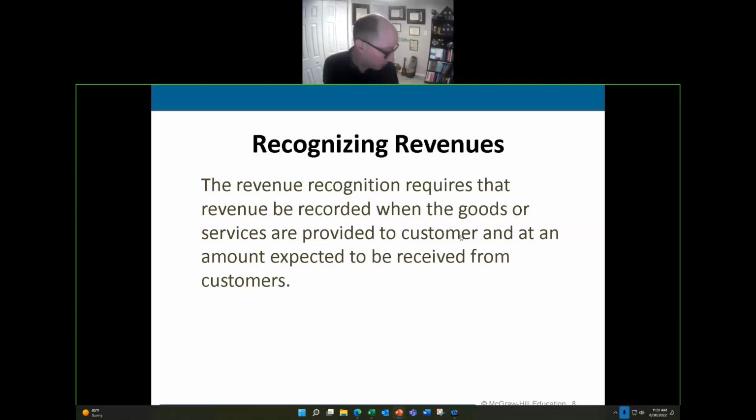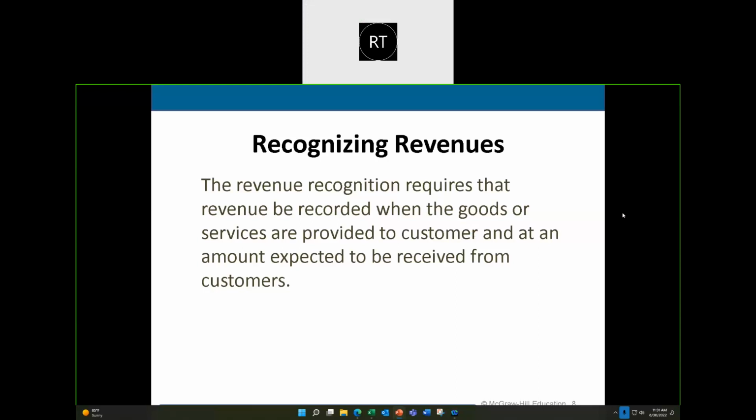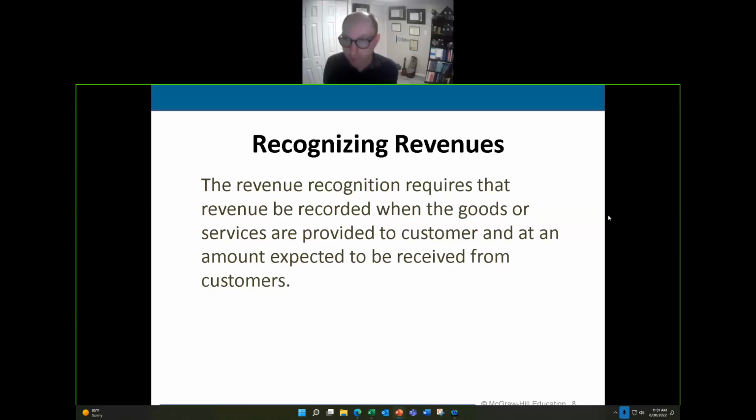Who can tell me why? Because you haven't received yet. Yeah, because I haven't, you're right. I haven't done it yet. I didn't mow the lawn yet. So if your customer pays you before you perform the good or the service, we call that unearned revenue, and that's a liability. It's a liability account, unearned revenue.